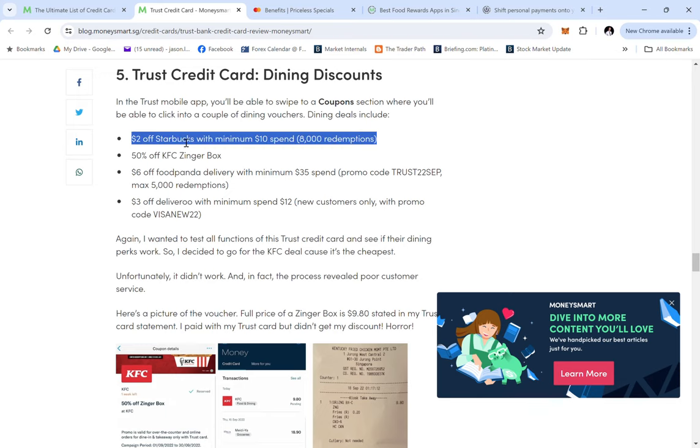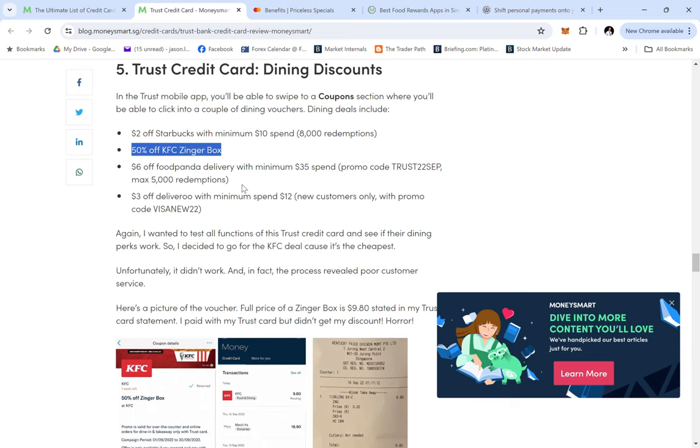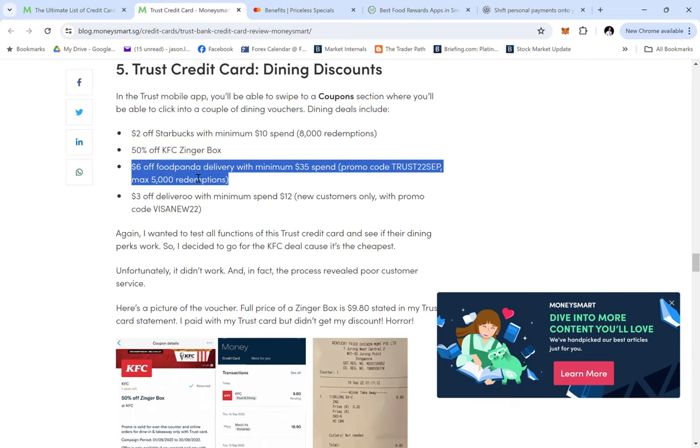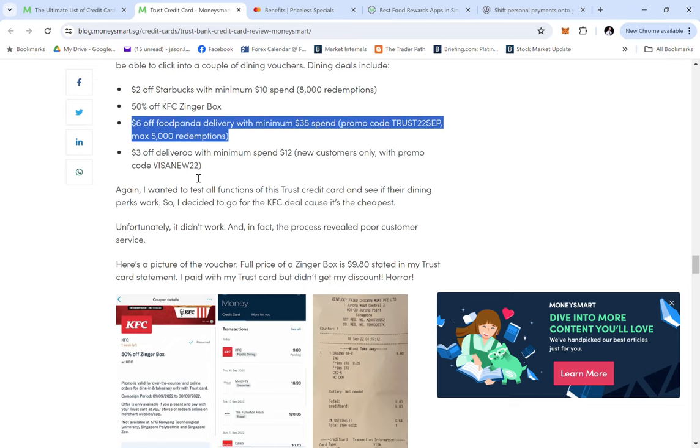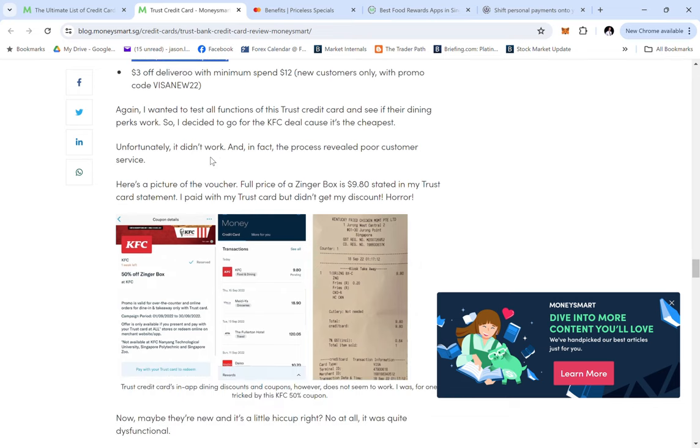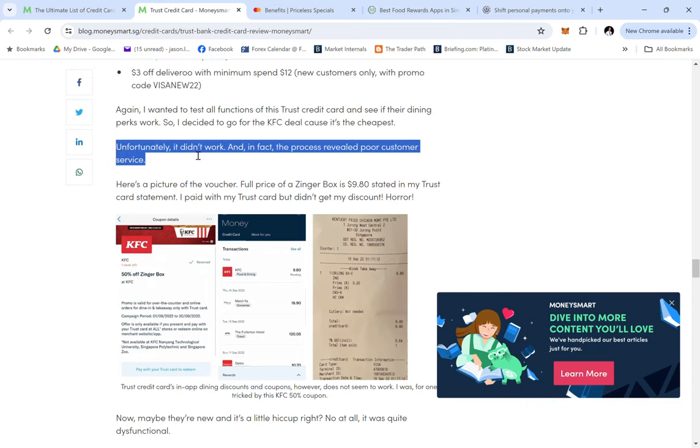Well, over here, the dining discounts: there is $2 off Starbucks, 50% off a Zinger box from KFC, and $6 off Foodpanda with a minimum spend of $35 and a maximum of 5,000 redemptions. By the way, I believe it's fully redeemed already. Deliveroo, $3 off with a minimum spend of $12, only for new customers. Alright, so the customer service is pretty bad as well.